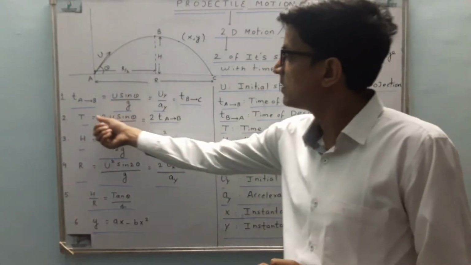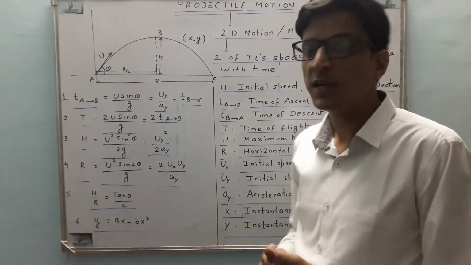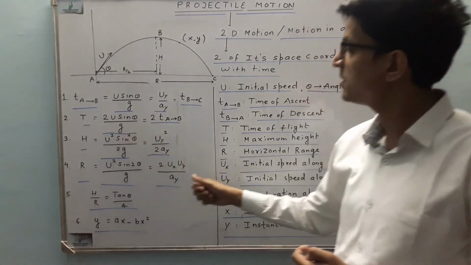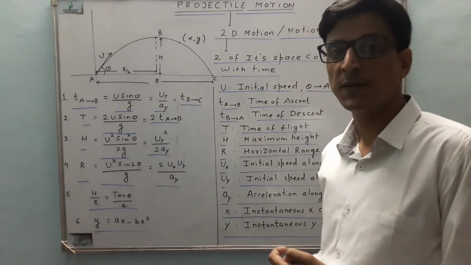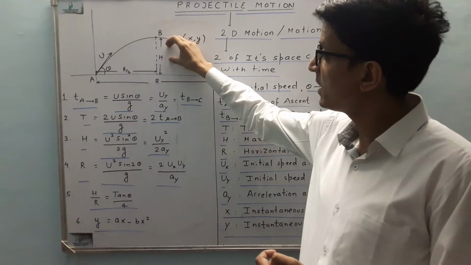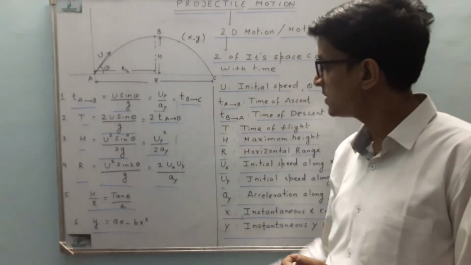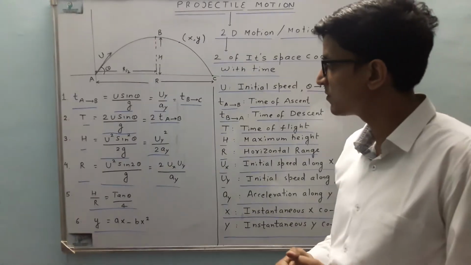We define capital T, which is called the time of flight. It is equal to 2u sin theta by g, which is twice the time taken from A to B. Then we define the maximum height H, which is u square sin square theta by 2g. It can be written as uy square by twice of ay.